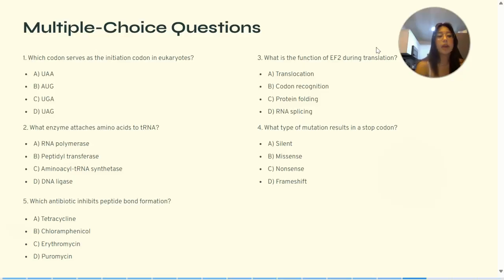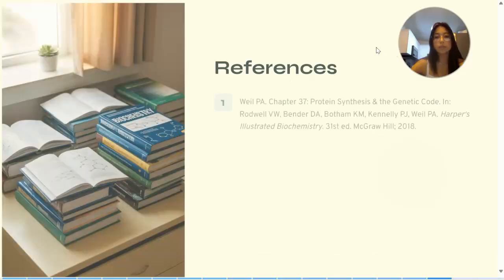The answer to question 5 is B, chloramphenicol. This inhibits peptide bond formation by binding to the 23S rRNA of the 50S ribosomal subunit in bacteria, thereby blocking the activity of peptidyl transferase, the enzyme responsible for forming peptide bonds during translation.